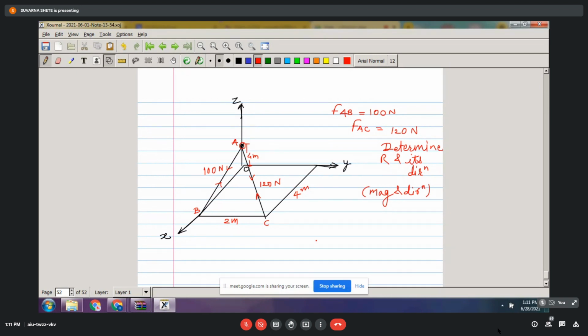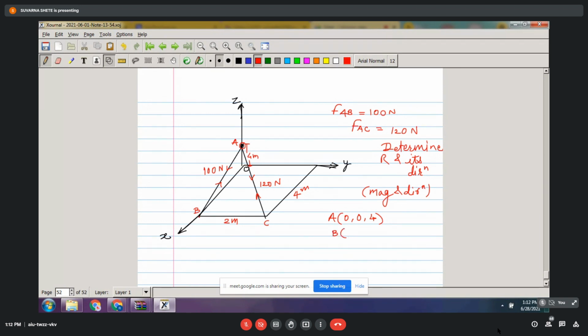Now, always our first step, which is the most important step of a space force problem, is to first write down the coordinates for the points which are involved in the problem. Can you tell me for point A what are the coordinates? X, Y, Z. 0, 0, 4. Z is your last coordinate, which is 4 meters. But X is 0, Y is 0 because A is lying on the Z axis.